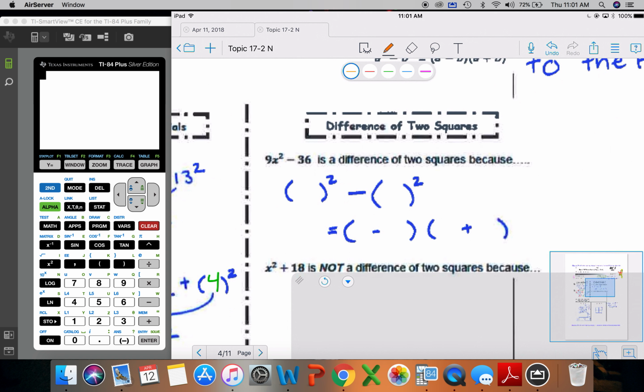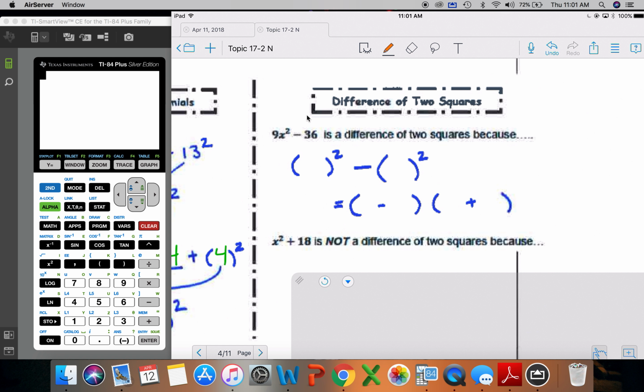The other special type that we could have is a difference of two squares. 9x squared minus 36 is a difference of two squares because it's subtraction, and both of the terms can be square rooted quickly. Also, if you notice, this has no middle term of an x. So we take the square root of both terms. 9x squared, the square root would be 3x, just like it was on the left side. The square root of 9 is 3. The square root of x squared is x. I also take the square root of 36 to get 6.